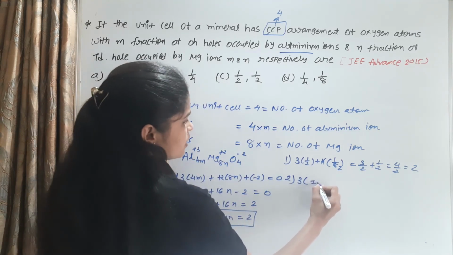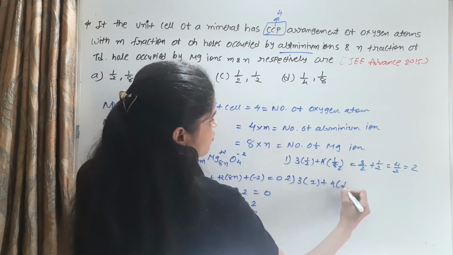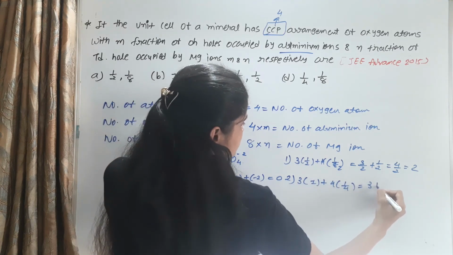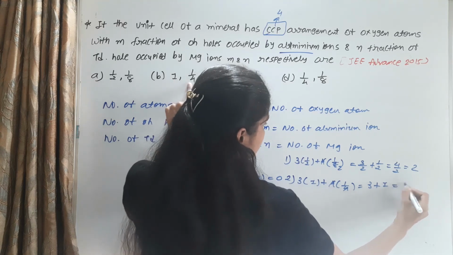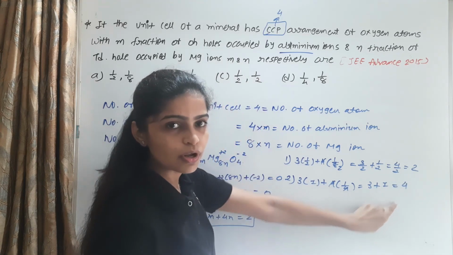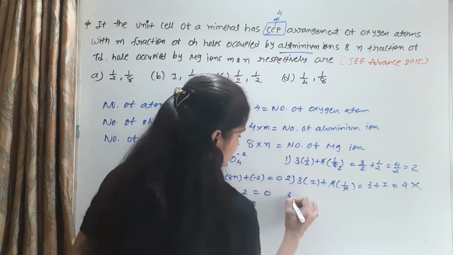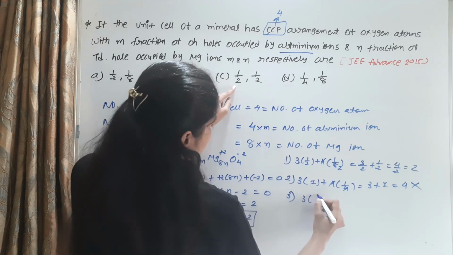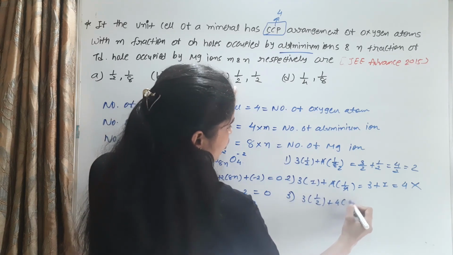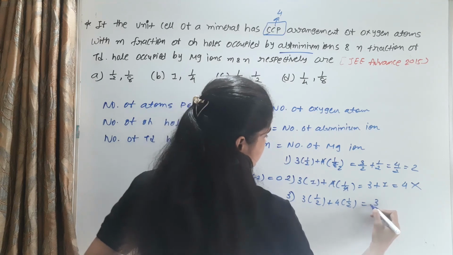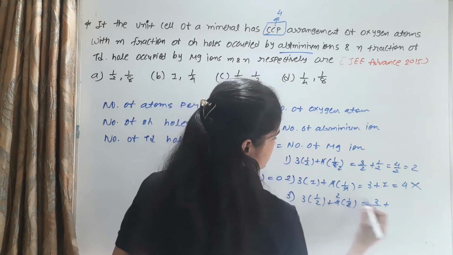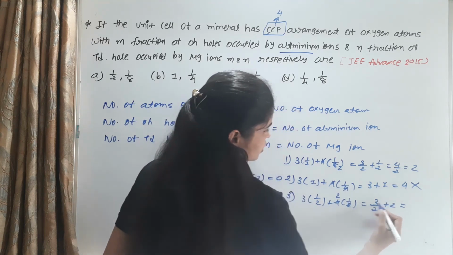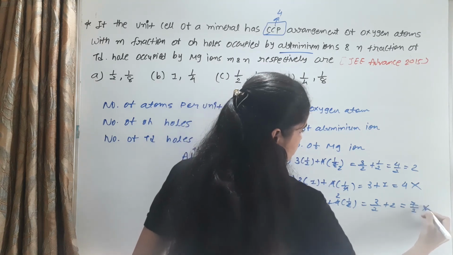Second, check: 3 into M value 1 plus 4 into N value 1 by 4. This is 3 and 1, it gives the answer 4. It is wrong. Third: 3 into 1 by 2 plus 4 into 1 by 2. It gives 3 by 2 plus 2, so that is 7 by 2.